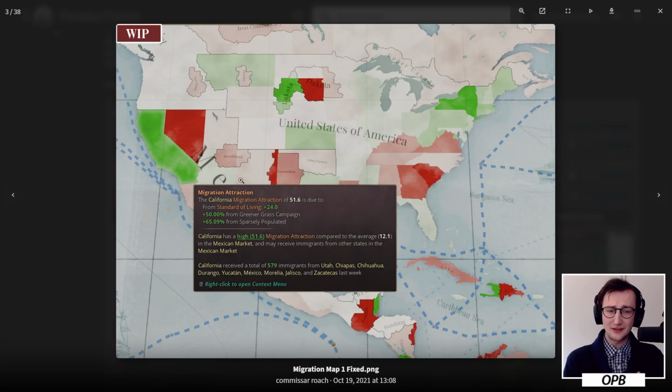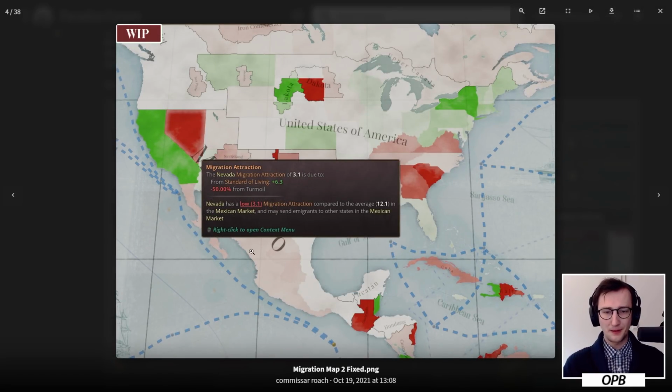What we can see here is Mexico and the US and all of the tribes, of course, in 1836. And then we can see the migration attraction for California. We're running a greener grass campaign there, meaning that is an edict. No, that is a decree. My apologies. And then we have sparsely populated. There's just not many people in California compared to the arable land, and that makes it very, very attractive.